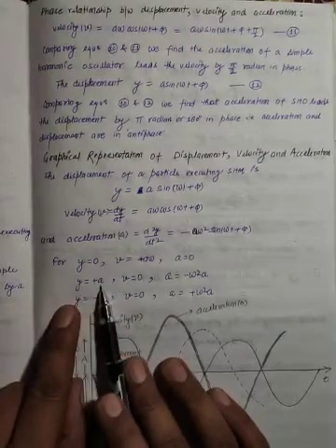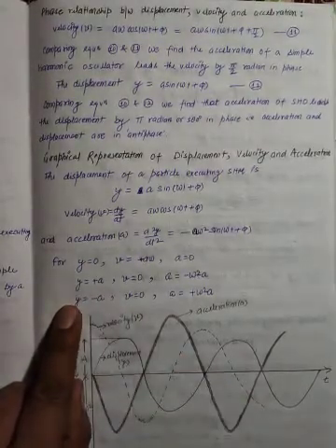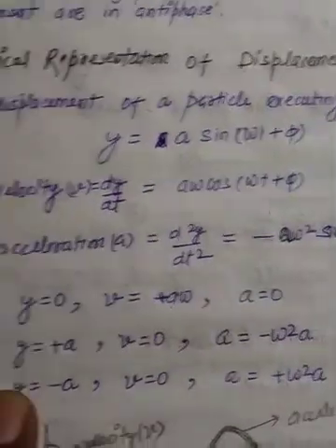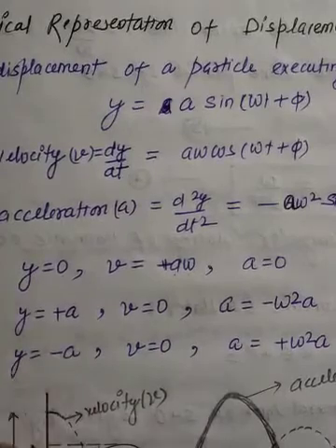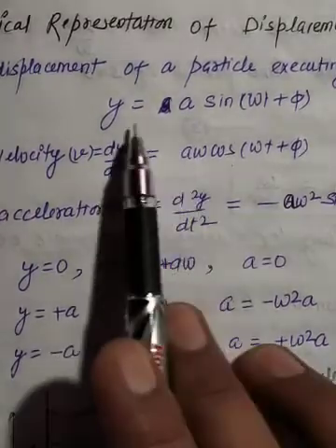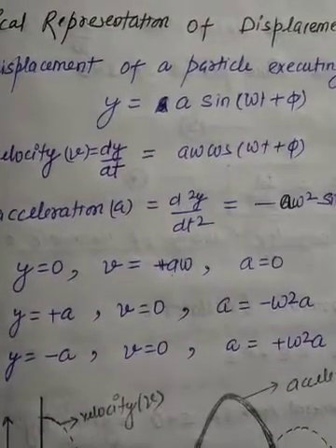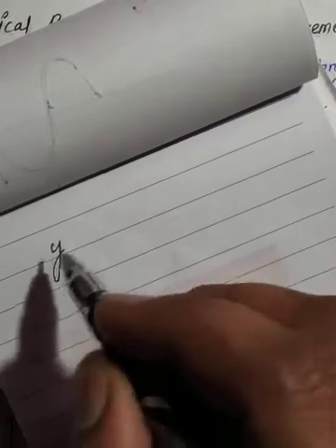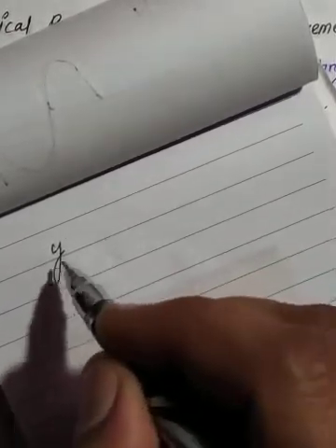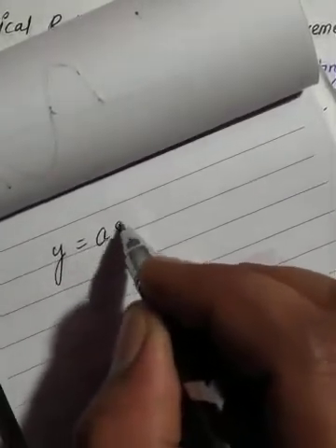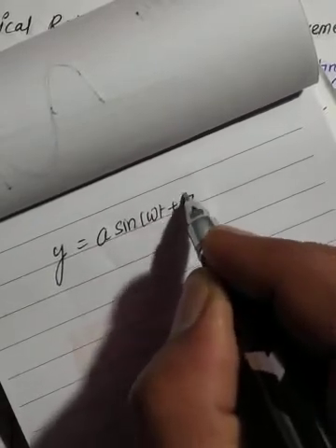If this y is plus a, then what is the effect on this equation? So let's see it. If y is equal to a, the solution of the differential equation, which represents the displacement of a particle executing SHM, is y is equal to a sine omega t plus phi.